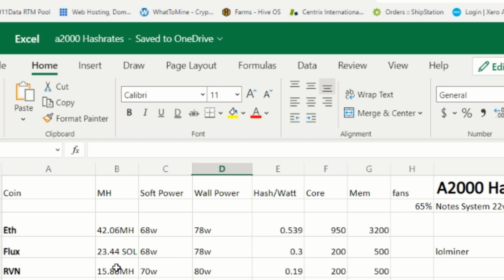I did get a slightly higher hash rate, but my power was up, so keep that stuff in mind, guys. So 15.88 megahash, 70 watts rated in the software. I was 80 watts at the wall on this GPU. Remember, another 22 for the system. So I was using 102 watts at the wall total, but this is the GPU power I do have. And my hash to watt ratio is 0.19. Settings I use, 200 on the core, 500 on the memory.